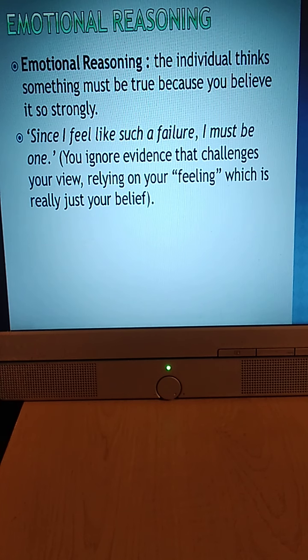Emotional reasoning. This is when the individual thinks something must be true because they believe in it so strongly. So, since I feel like a failure, I must be one. So this is like saying, there's nothing good that's going on in my world about me. And this is how some people really get into thinking that they're a failure, because they just can't see the positivity they bring to the world, and they just can't see their own gifts, talents, and things of that nature.